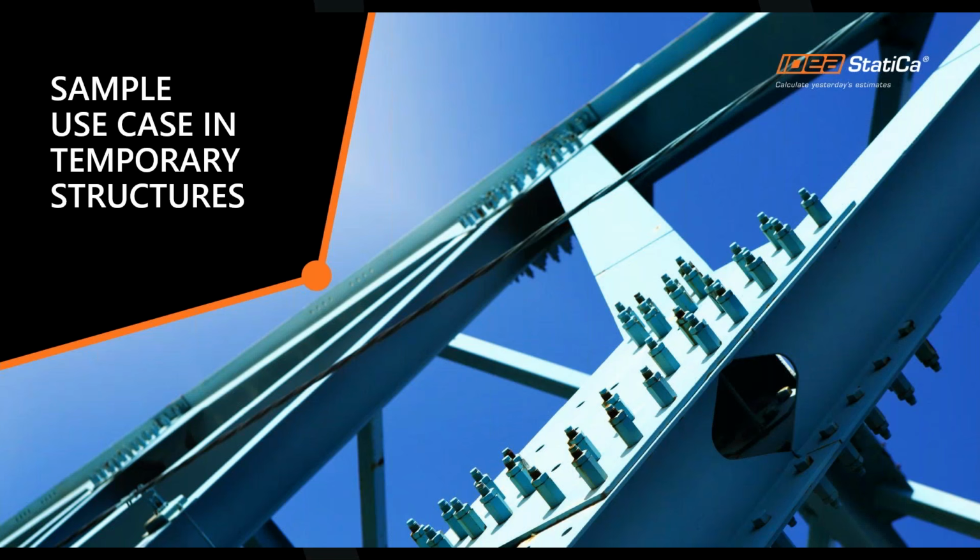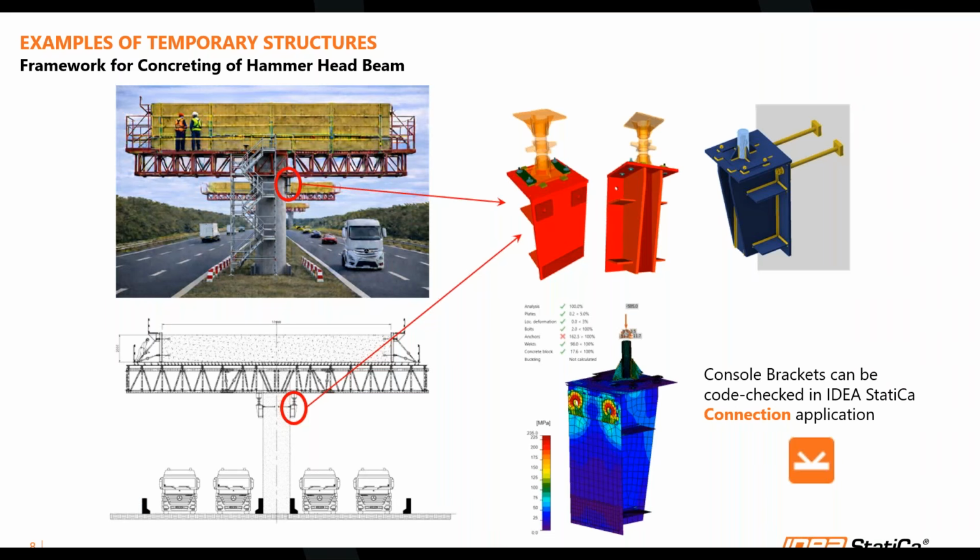Now I want to show a few sample use cases in temporary structures. Some of you might already be familiar with them, and I think you have done quite a lot already. In this example, this is a framework for concreting a hammerhead beam. Sometimes we can't build in the traditional way using props, otherwise there would be obstructions, for example the traffic flows. So in this example, the frame girders are supported by console brackets.